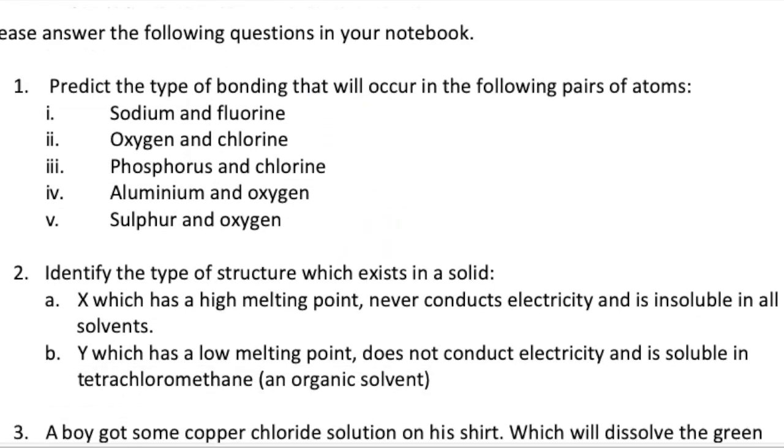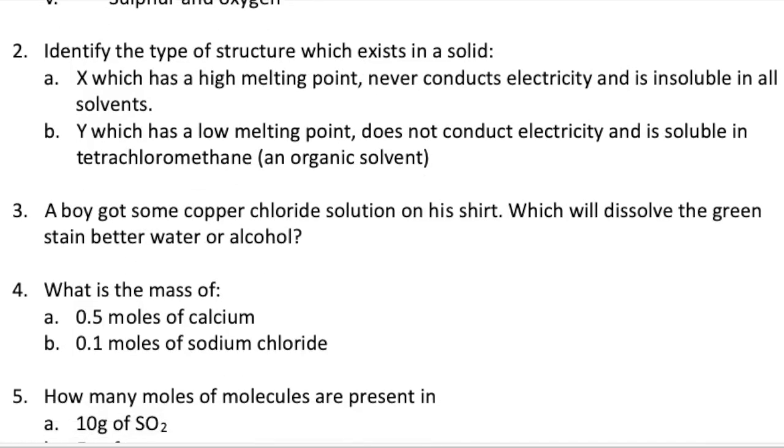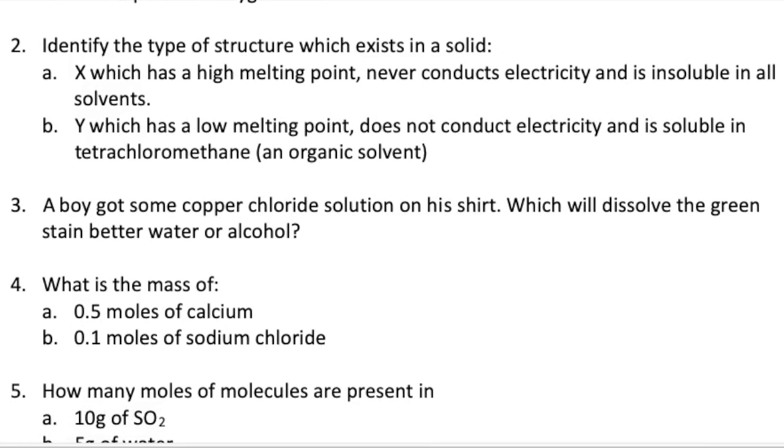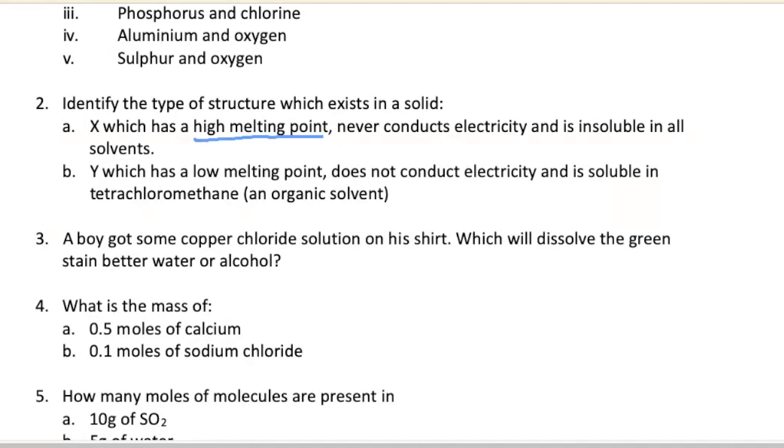Number 2, identify the type of structure which exists in a solid. X has a high melting point, never conducts electricity. So let's look at those keywords. X has a high melting point, so we're talking about strong forces of attraction. It never conducts electricity, so we should rule out metallic structure, because a metal would conduct electricity. And the fact that it is insoluble, it does not dissolve in any solvent at all, tells us that we would have to rule out ionic as well.